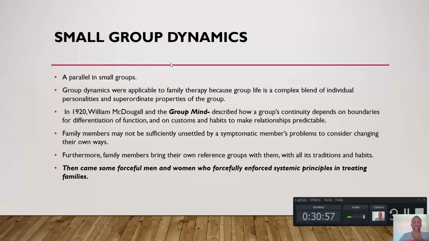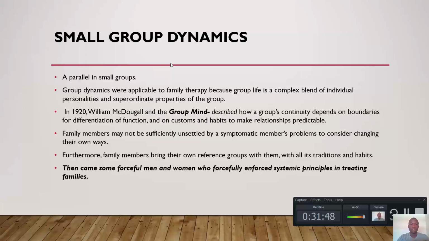So in the 1920s, one of the scholars, William McDougall, initiated the concept of the group mind, where he described how a group's continuity depended on boundaries for differentiation of function and on customs and habits that make relationships. He believed that for a group to continue, members had to be differentiated. Members had to balance their independence, but also their dependence. Also, a group had to have customs, and make relationships predictable. Know what's going to happen. Why am I meeting you today? Are we going to be friends in the next 2 years? If you could predict that, then you can be part of our group. So those dynamics were accepted then.